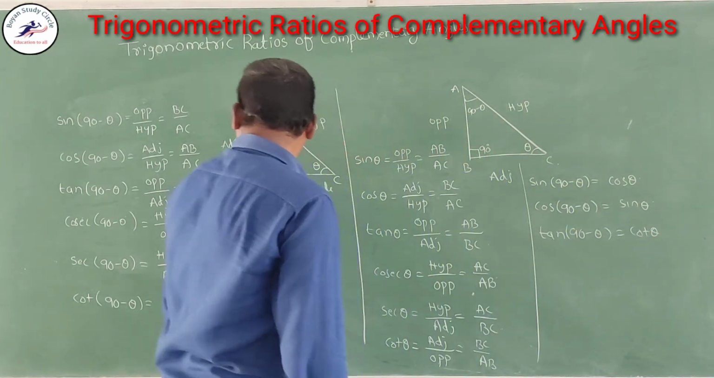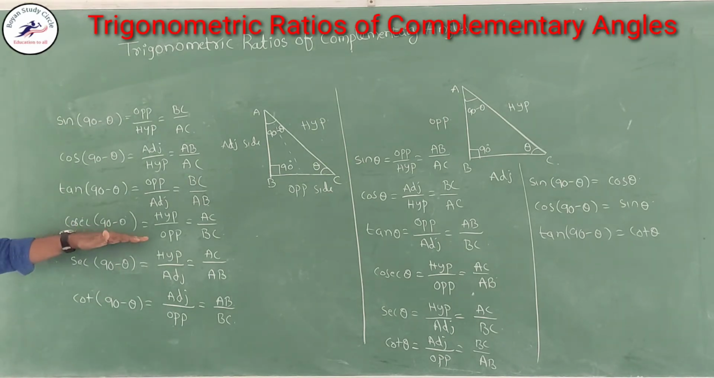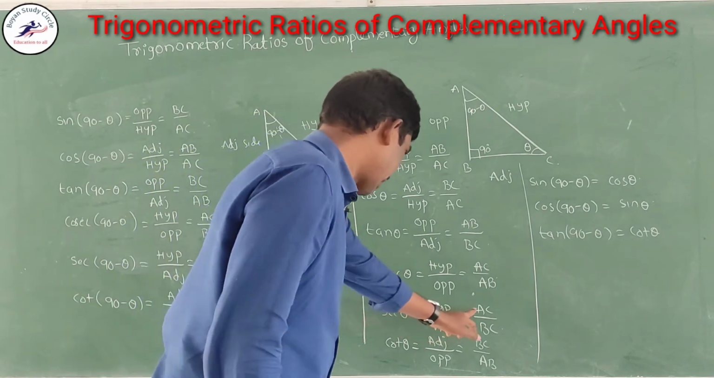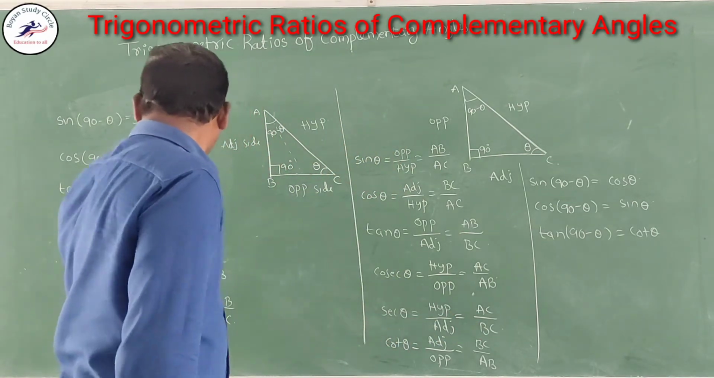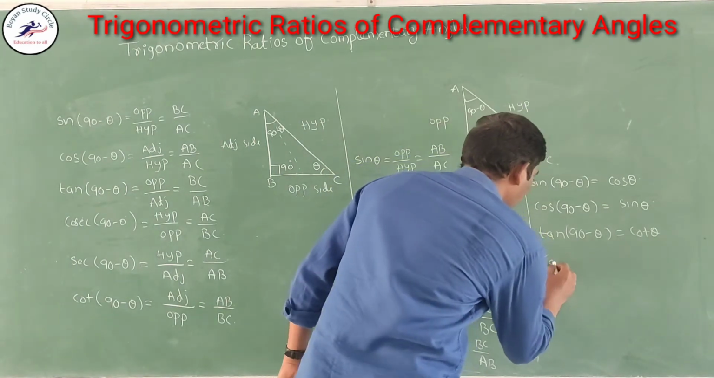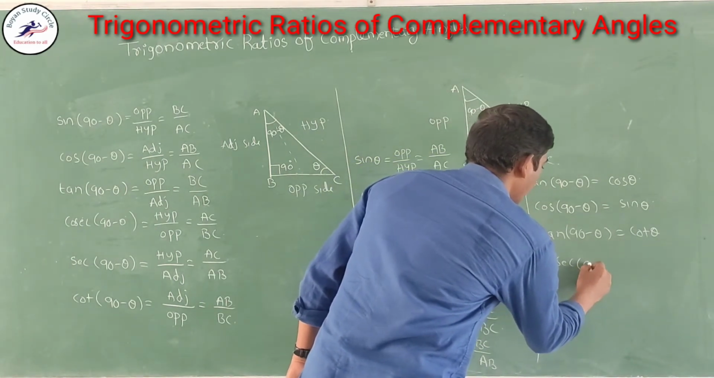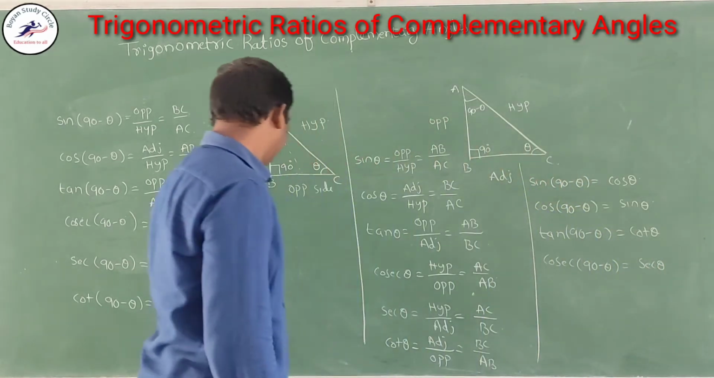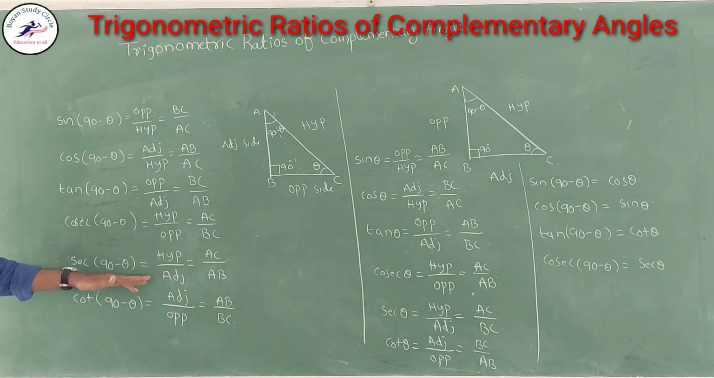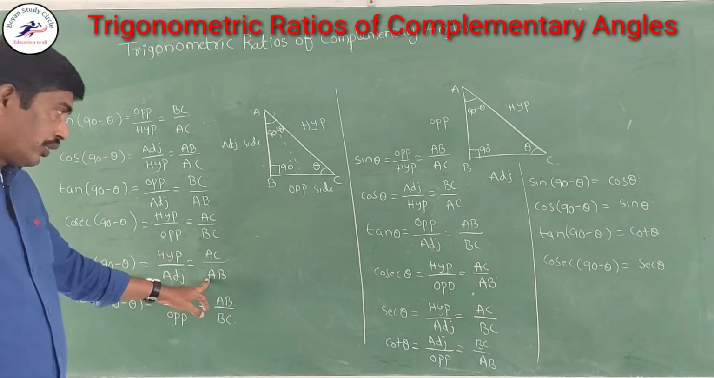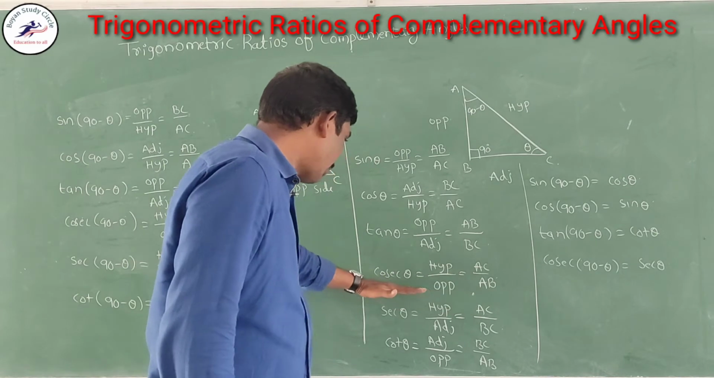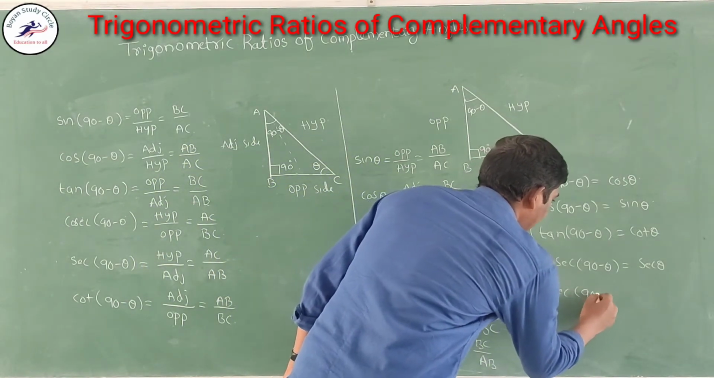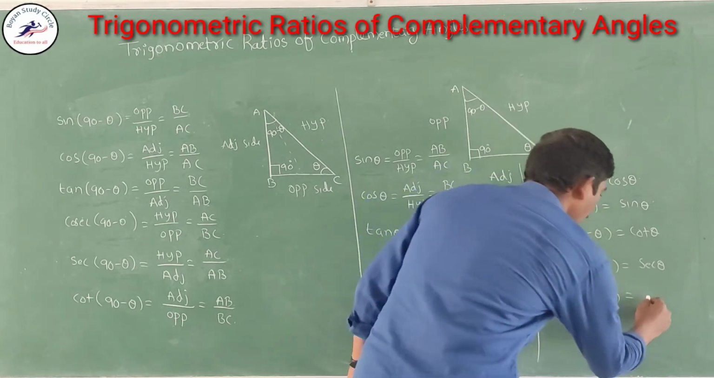So next one, cosecant of 90 minus theta is AC by BC. Where is AC by BC? Here, that is equal to secant theta. Therefore cosecant of 90 minus theta is equal to secant theta. Next one, secant of 90 minus theta is equal to AC by AB, which is cosecant theta. Therefore secant of 90 minus theta is equal to cosecant theta.